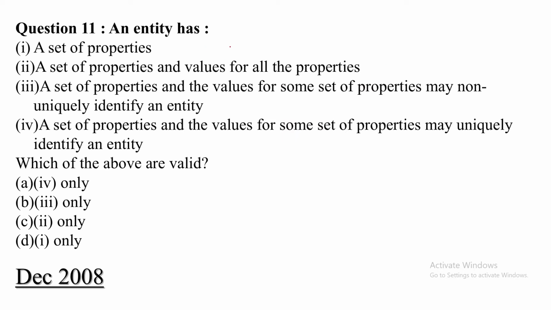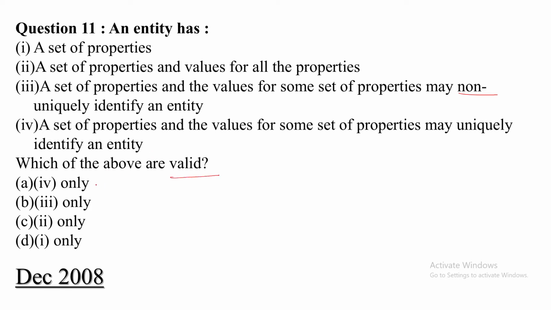An entity has a set of properties. Number 2, a set of properties and values for all the properties. Number 3, a set of properties and the values for some set of properties may non-uniquely identify an entity. Number 4, a set of properties and the values for some set of properties may uniquely identify an entity. Which of the above are valid?